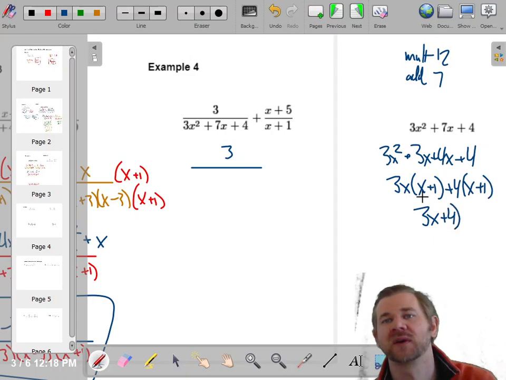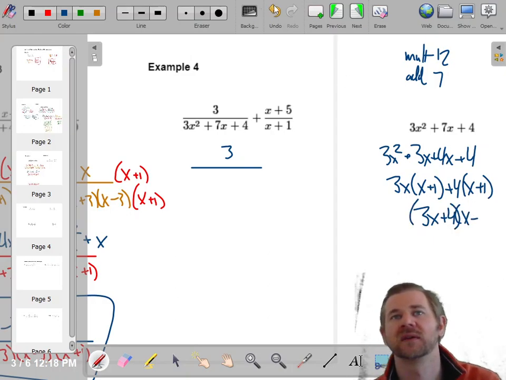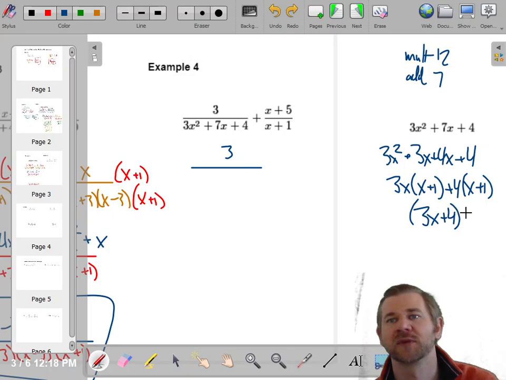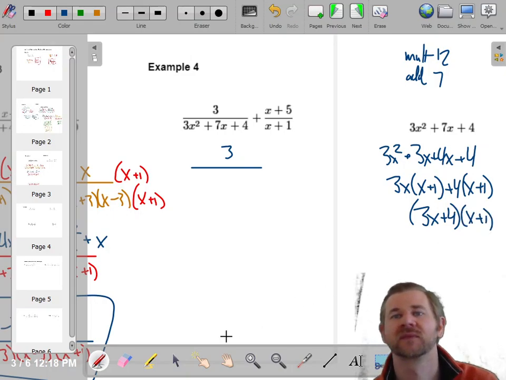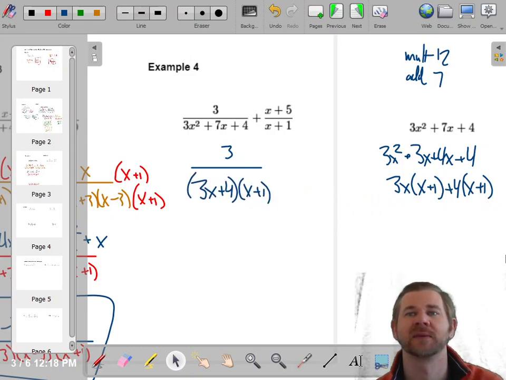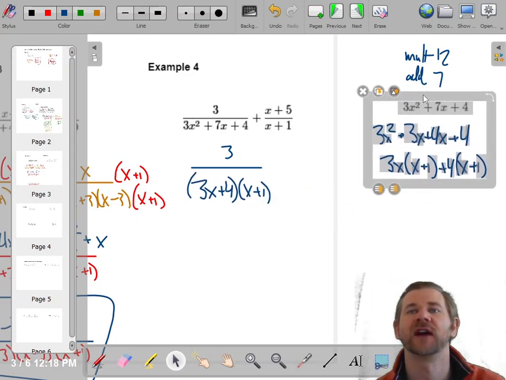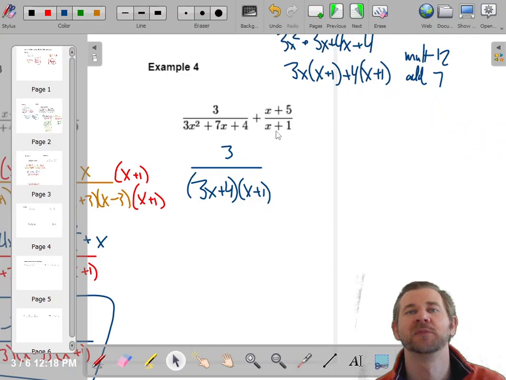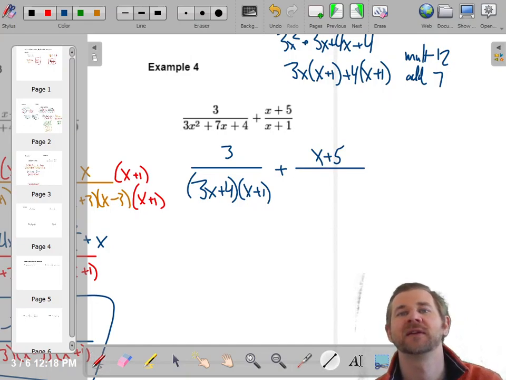X plus 4, x plus 1. All right, so that is my denominator after I factor it. I'm just going to take this and say, hey, that's the denominator. Okay, that's all the work for the factoring. That's the split the middle stuff, but I don't need that once I have the answer. Plus, I have x plus 5, and then my denominator is x plus 1.